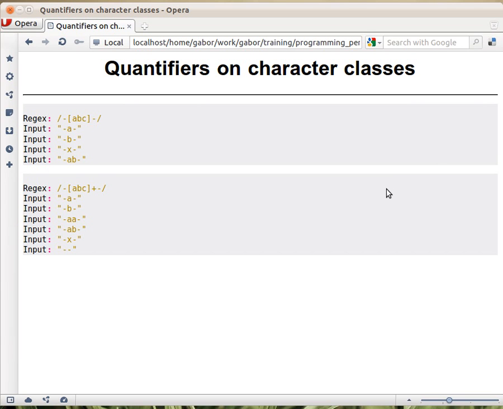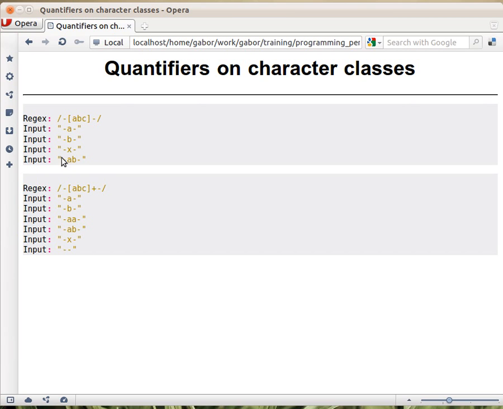Quantifiers can be used on characters, as we saw earlier, but they can also be used on character classes. So if we have this regular expression, dash, then character class ABC, and then another dash, this would mean match the first string because A is in the character class. It would match the second one because B is there. It wouldn't match X, the third one, because X is not listed here. And it won't match this one, because this means exactly one character out of one of these.